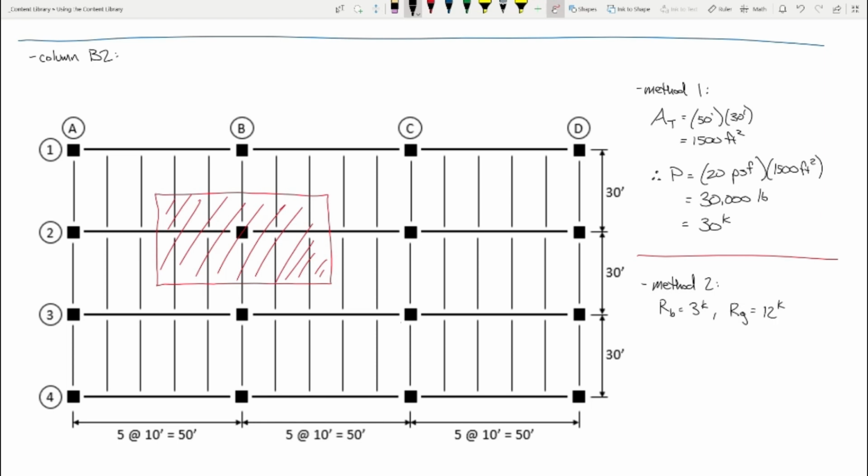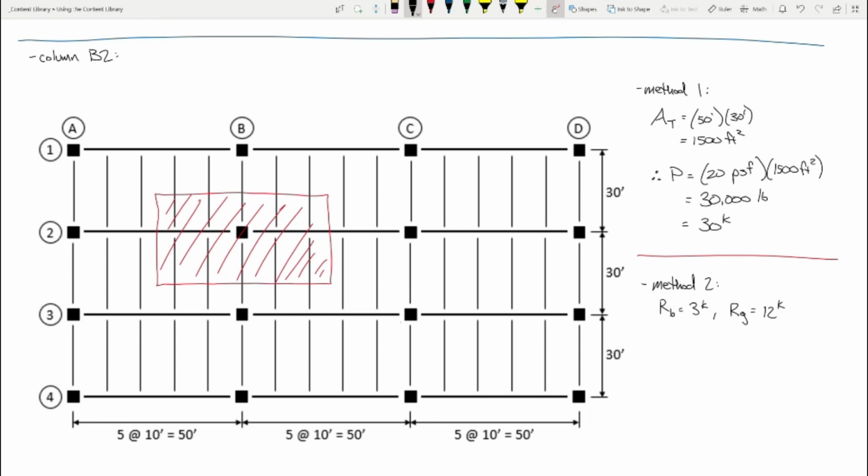There's RB is 3 kips, RG is 12 kips. Let's look at this column. How many beams frame into that column? 2. One up top, one below. How many girders frame into that column? 2. One from the left, one from the right.